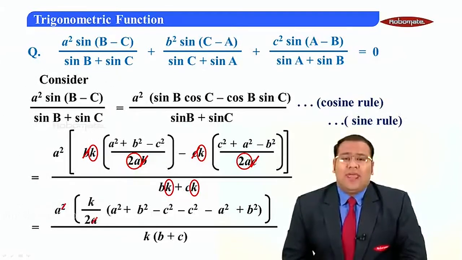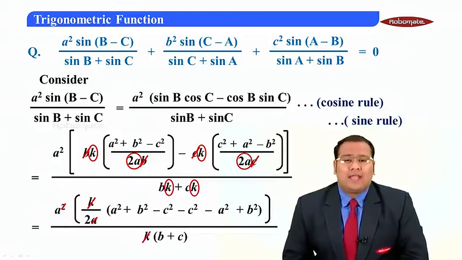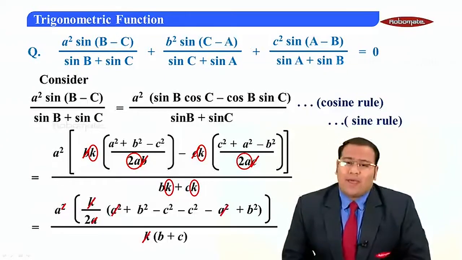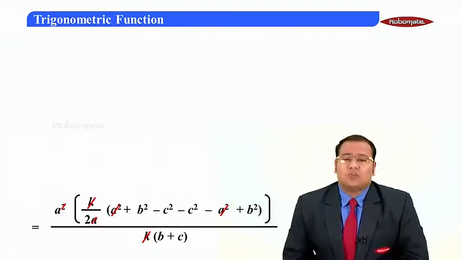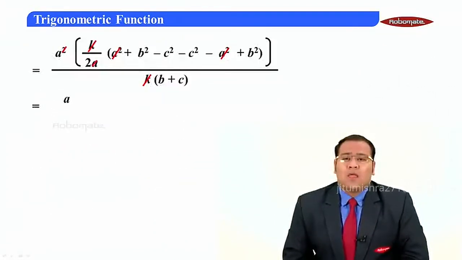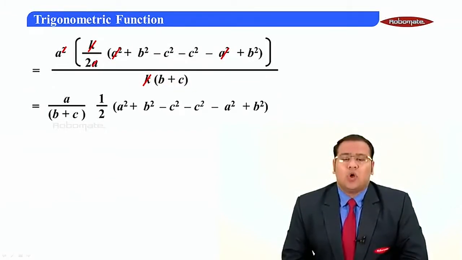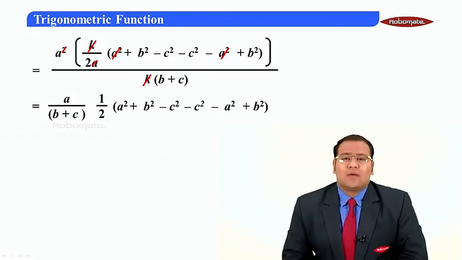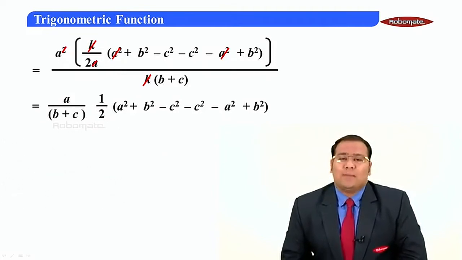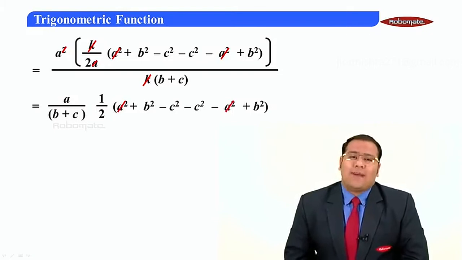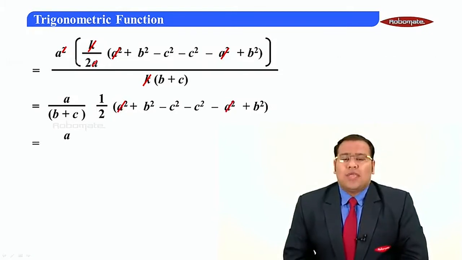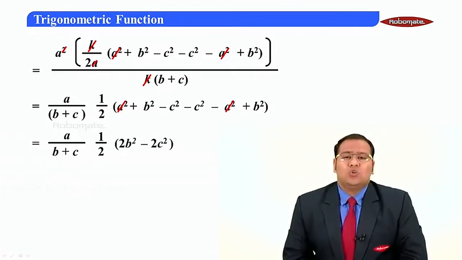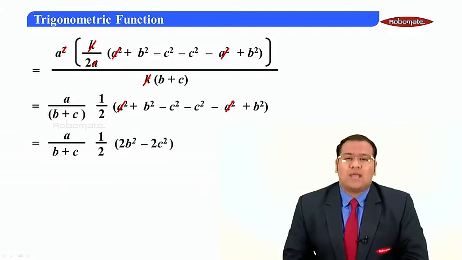In this case, a and a square get cancelled, k and k get cancelled. Also, a square gets cancelled in the brackets. So, the equation would be now a upon b plus c into 1 upon 2 into a square plus b square minus c square minus c square minus a square plus b square. Again, a square and minus a square are getting cancelled. So, the equation which you have is a upon b plus c into 1 by 2 into 2 times b square minus 2 times c square.